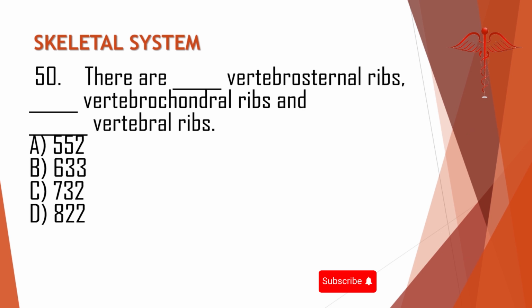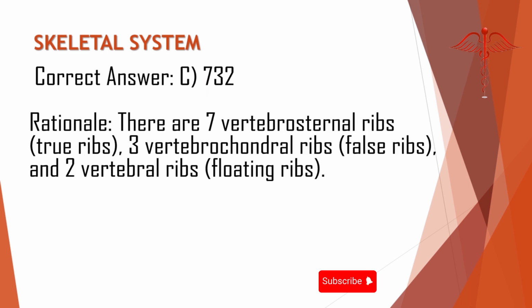50. There are dash vertebrosternal ribs, dash vertebrochondral ribs, and dash vertebral ribs. A. 5, 5, 2. B. 6, 3, 3. C. 7, 3, 2. D. 8, 2, 2. Correct answer: C. 7, 3, 2. Rationale: there are 7 vertebrosternal ribs, the true ribs, 3 vertebrochondral ribs, the false ribs, and 2 vertebral ribs, the floating ribs.